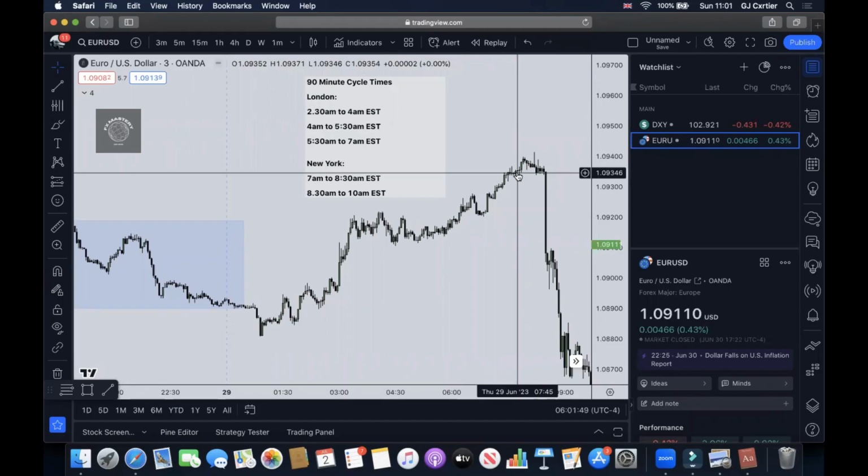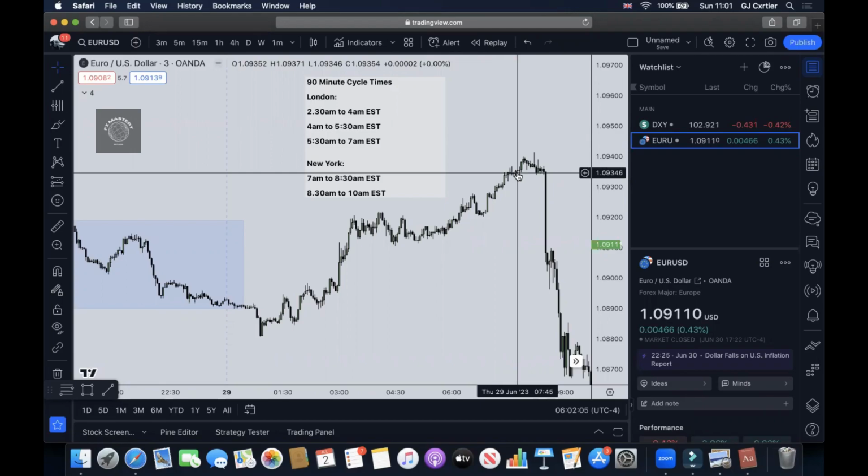So in today's video, we're going to do some 90-minute cycle timings and we're going to explain how to use these. These are probably the most effective way of understanding at what certain times a liquidity move is going to take place. So I've got a few examples.